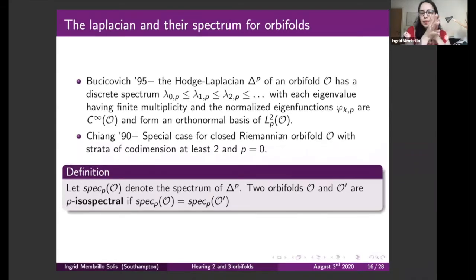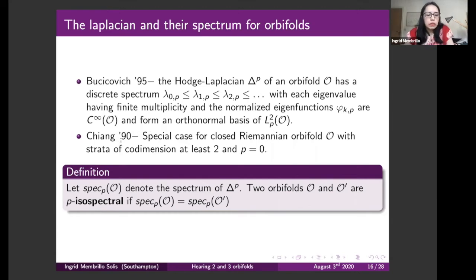Right, so now let's start talking about the spectral geometry, what is known about the spectral geometry for orbifolds. In 1995, Vucikovic showed that the Hodge-Laplacian of an orbifold has a discrete spectrum, and each eigenvalue has a finite multiplicity, and the normalized eigenfunctions phi k, p are smooth and form an orthonormal basis of the space L2 of eigenfunctions on the orbifold.